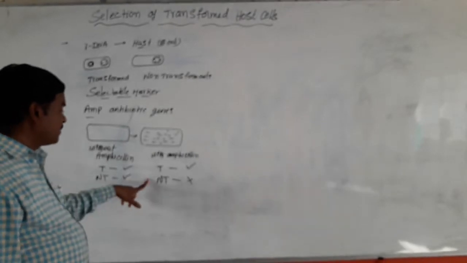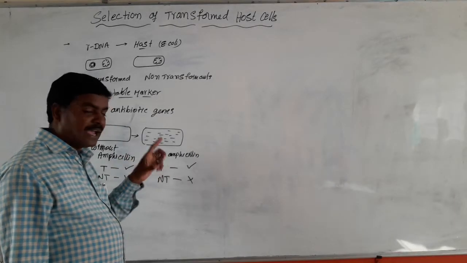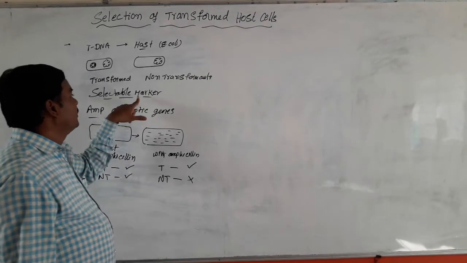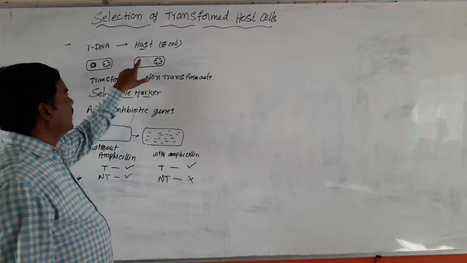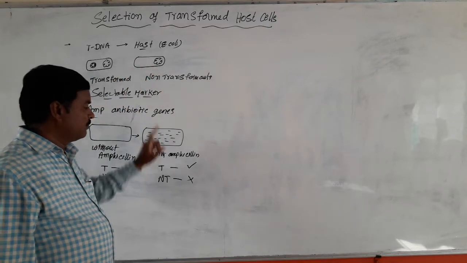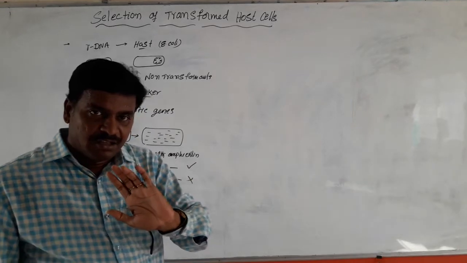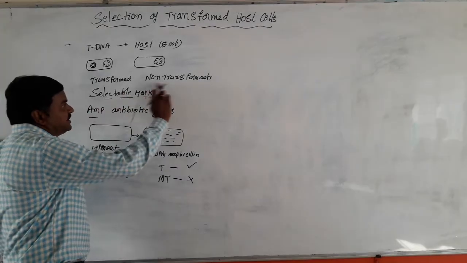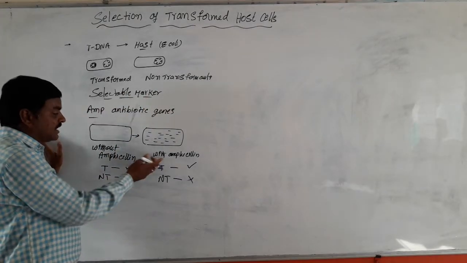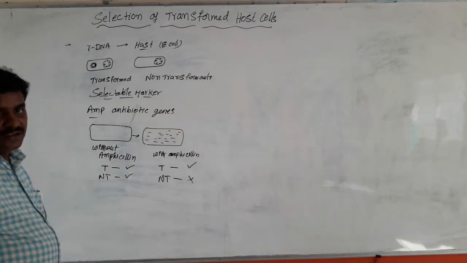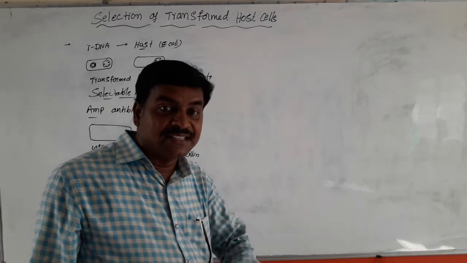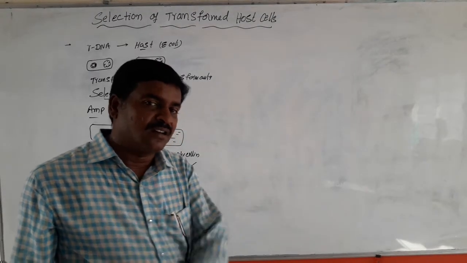Why do these non-transformed cells not survive in this medium with the ampicillin? This is the medium with the ampicillin. These non-transformed cells have no antibiotic resistant genes. Because of this reason, these bacterial cells do not survive in the medium with the ampicillin. Thus, we can identify these non-transformed cells. We can eliminate these non-transformed cells from transformed cells. In this situation, ampicillin is used as a marker for the selection and elimination of non-transformed cells.